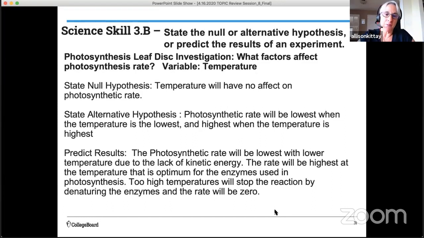And that is reflected in the prediction. So the photosynthetic rate will be lowest with lower temperature due to a lack of kinetic energy. The rate will be highest at a temperature that is optimum for the enzymes used in photosynthesis. And that's because too high temperatures will stop the reaction by denaturing the enzymes, and the rate will actually fall to 0.